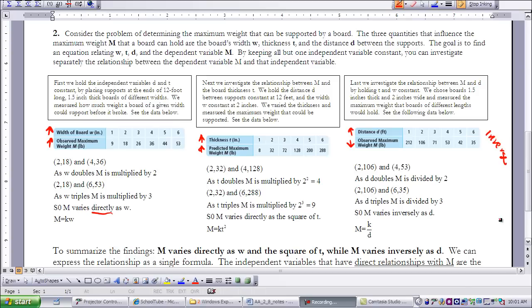So 2, 106, and 4, 53, as d doubles, m in this situation is being divided by 2. Let's take a look at another set of data. 2, 106, and 6, 35. As d triples, it gets to 6. As 106 is divided by 3, we get approximately 35. So we know that we have an inverse relationship, so m varies inversely as d.